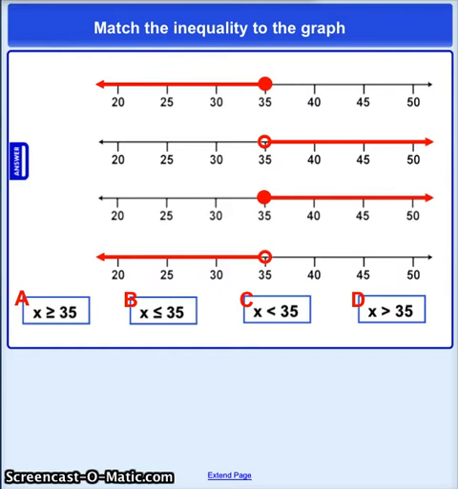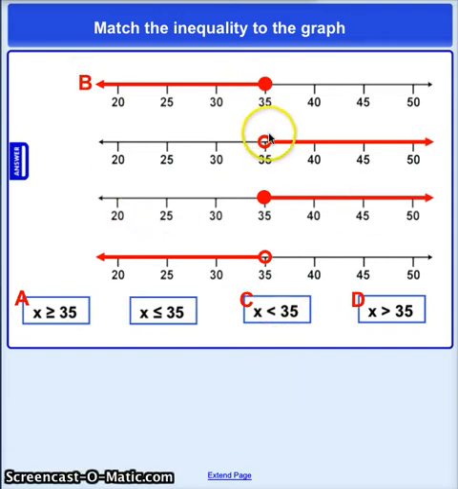Okay, try to match all of these number lines with the expressions below, or the inequalities below. So number 1 is showing a filled in circle on 35, which should tell you that it's also equal to 35, and then it's pointing to numbers that are less than 35. So you should have thought B.